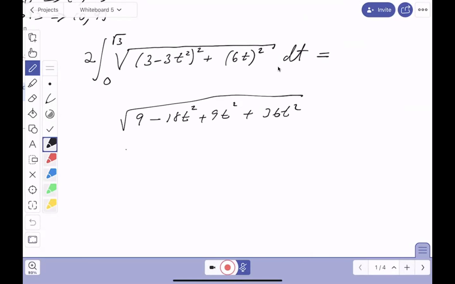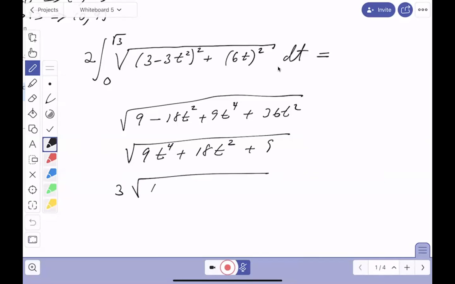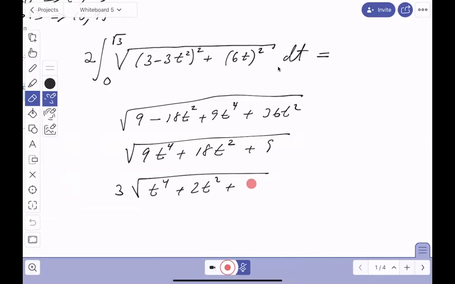All right, let's keep going. What are you getting now? Doesn't look too bad. That's 9t to the fourth plus 18t squared plus 9. Well, I'm going to factor a 9 out from that, so that would be the root of 9, which is 3. And then you get t to the fourth plus 2t squared plus 1. I'm sorry, I factored 9 out.